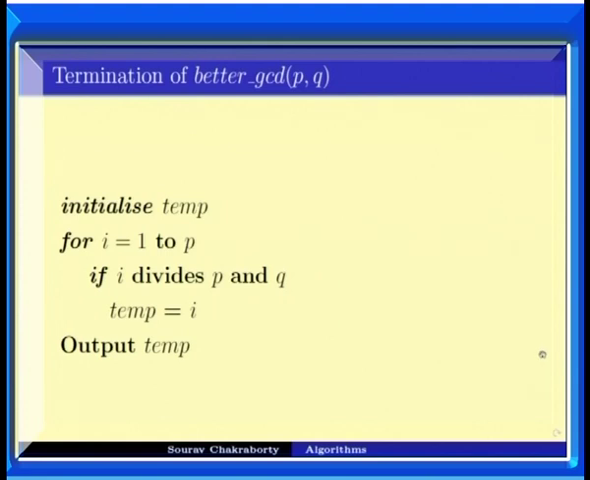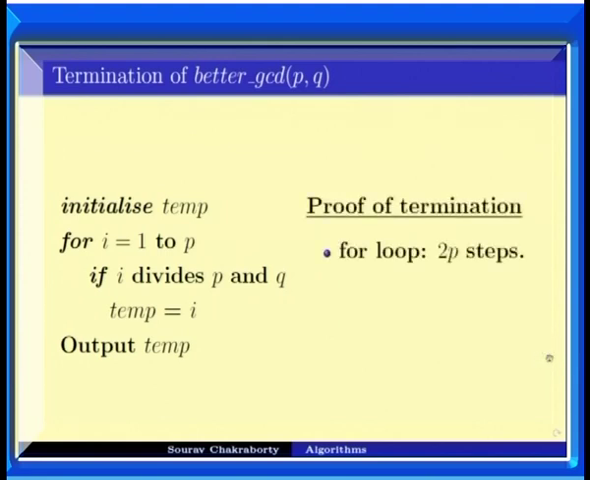The first thing is to prove that the algorithm terminates, and again here it is not very hard to see that the algorithm terminates. First of all, the for loop takes exactly p rounds, and in each round there are only 2 steps that it does. So, the for loop does 2p steps, and thus the algorithm overall, with the initialize and the output, ends up taking 2p plus 2 steps.